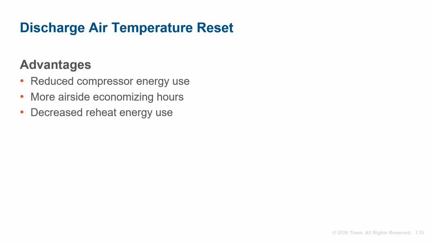The next strategy we'll discuss is discharge air temperature reset, sometimes called supply air temperature reset. The goal is to raise the discharge set point to reduce compressor and reheat energy use. When the set point is increased from 55 to 60 degrees, the compressors can unload, cycle, and don't have to work as hard, which reduces energy use. Additionally, a warmer discharge set point increases the possible number of airside economizing hours.